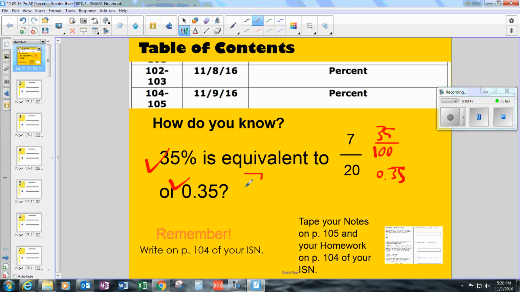Many ways you can do this. You can turn 7/20 into a decimal, or you can build this up to a per 100. How do you build 20 to 100? Times 5. Times 5. So 7 times 5 is 35 hundredths, which is 35%. So they are all equivalent to each other.